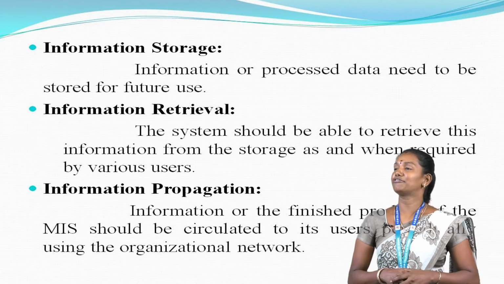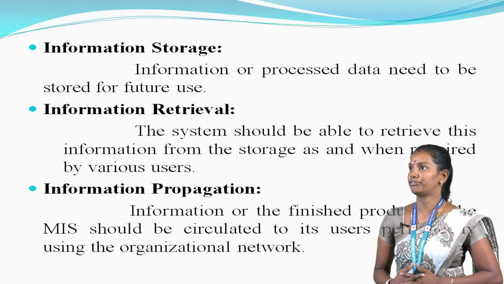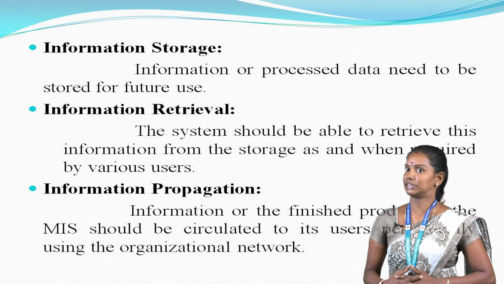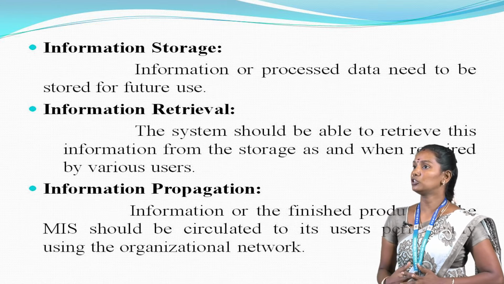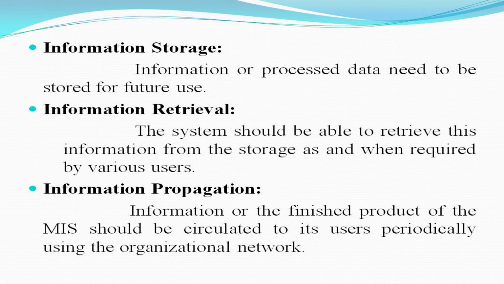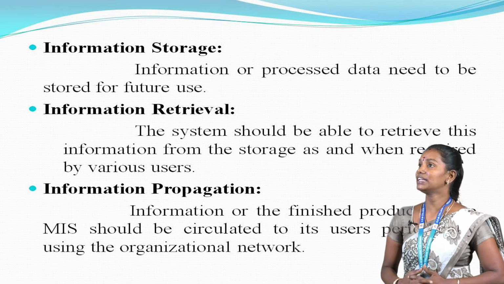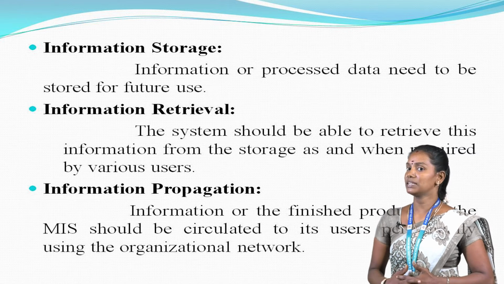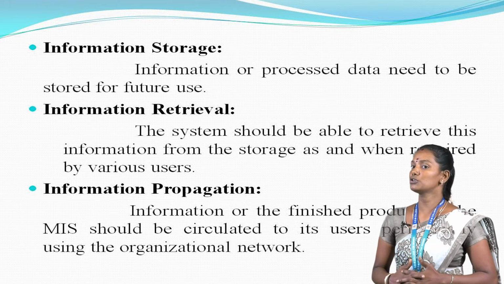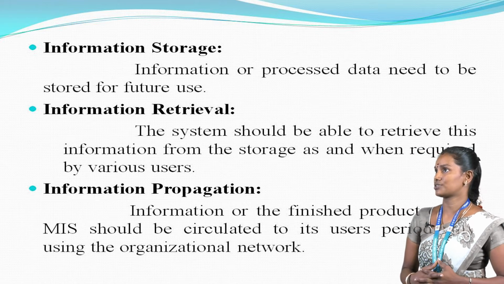Next one is information storage. Information or processed data need to be stored for future use. Information retrieval: the system should be able to retrieve this information from the storage as and when required by various users. Information propagation: information is the finished product of the MIS, that means management information system, and is circulated to its users periodically using the organizational networks.